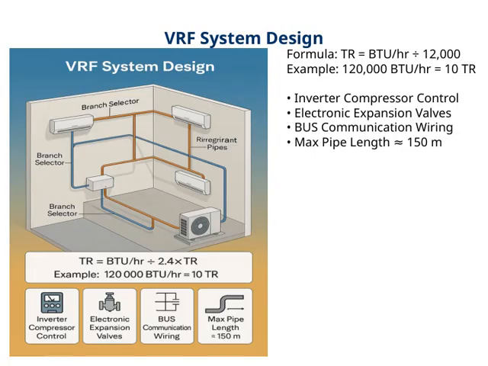Let's take a closer look at the VRF system design. First, the formula here is straightforward. TR equals BTU per hour divided by 12,000. So, for example, if you have a cooling load of 120,000 BTU per hour, that translates to 10 tons of refrigeration. This helps us size the system accurately for the space we're working with. Moving on, one of the key features of modern VRF systems is the inverter compressor control.